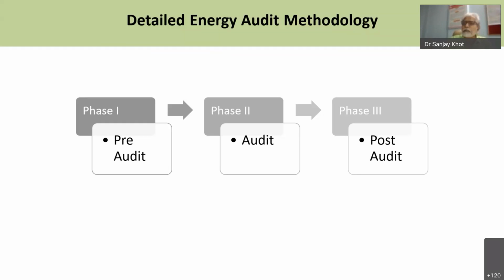So the first one is the plan of action. Before going there, we should do the plan of action. For that, we need to do the walkthrough audit, where we should develop a good relationship among all the officers or heads of the departments, so that they will cooperate during the visit. That was the main important concern during the pre-audit phase.